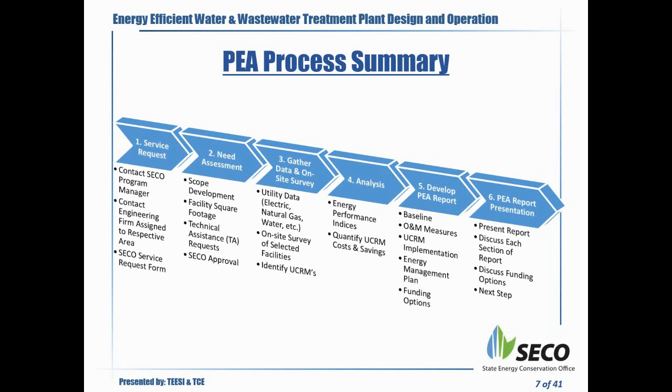So it's done both ways. Then the third step in the process will be to gather data and conduct an on-site survey. Primarily, which is very crucial and important, we need to have all the electric, natural gas, and water data for the facilities. However, if it's water wastewater plants, then you primarily will be more interested in giving us the electric and natural gas data. Primarily the electric will be the primary source of energy consumption over there.